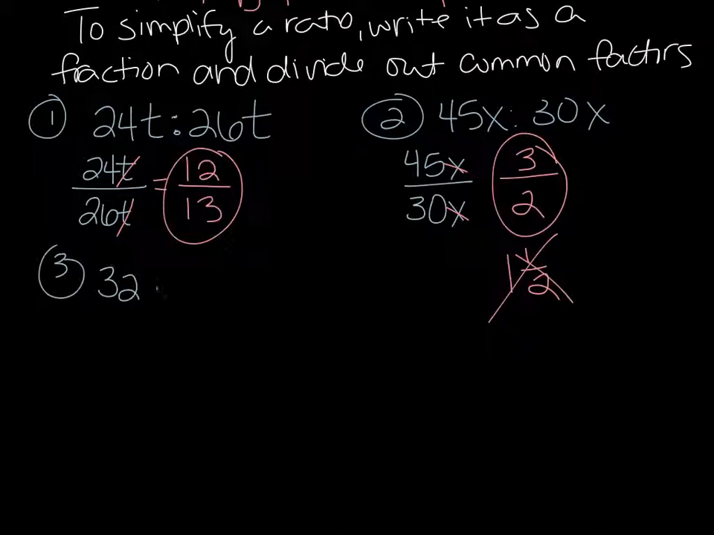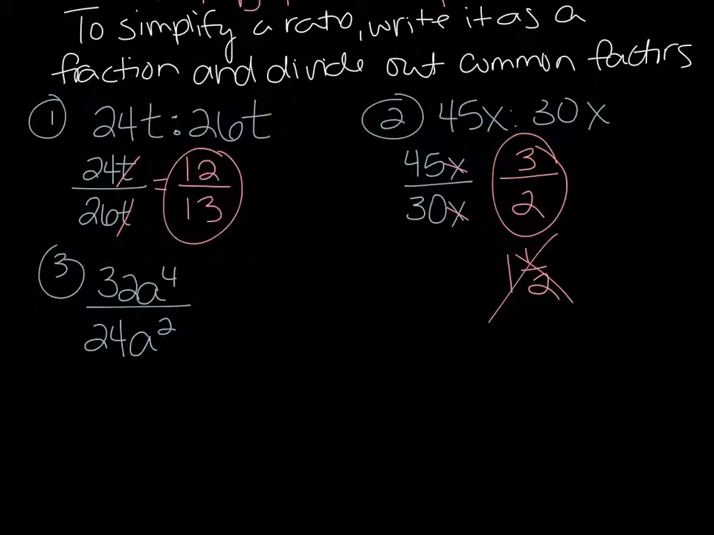32a to the 4th over 24a squared. Okay, well, this one's kind of nice because it's already written as a fraction for us, so we don't have to change it into a fraction. So this is exactly like what we did back in chapter 4, I think. Do the exact same thing.